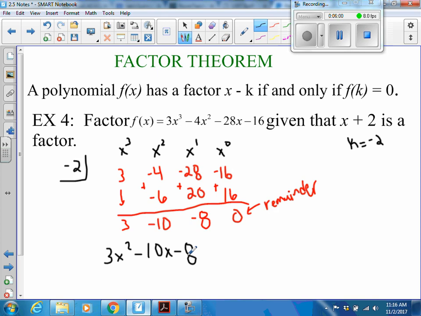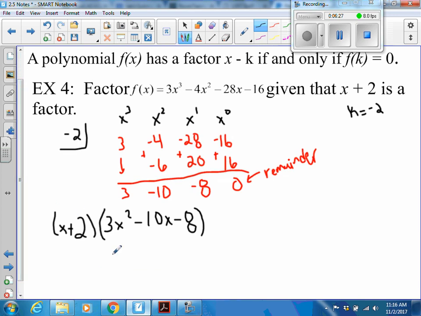Now here, what we need to do is factor this entire polynomial, given that x plus 2 is a factor. So I do need to write that out: the x plus 2, multiplied by my 3x squared minus 10x minus 8. Because all I'm doing here is using synthetic division to factor the polynomial. Now I'm going to factor the 3x squared minus 10x minus 8 just a tiny bit more.